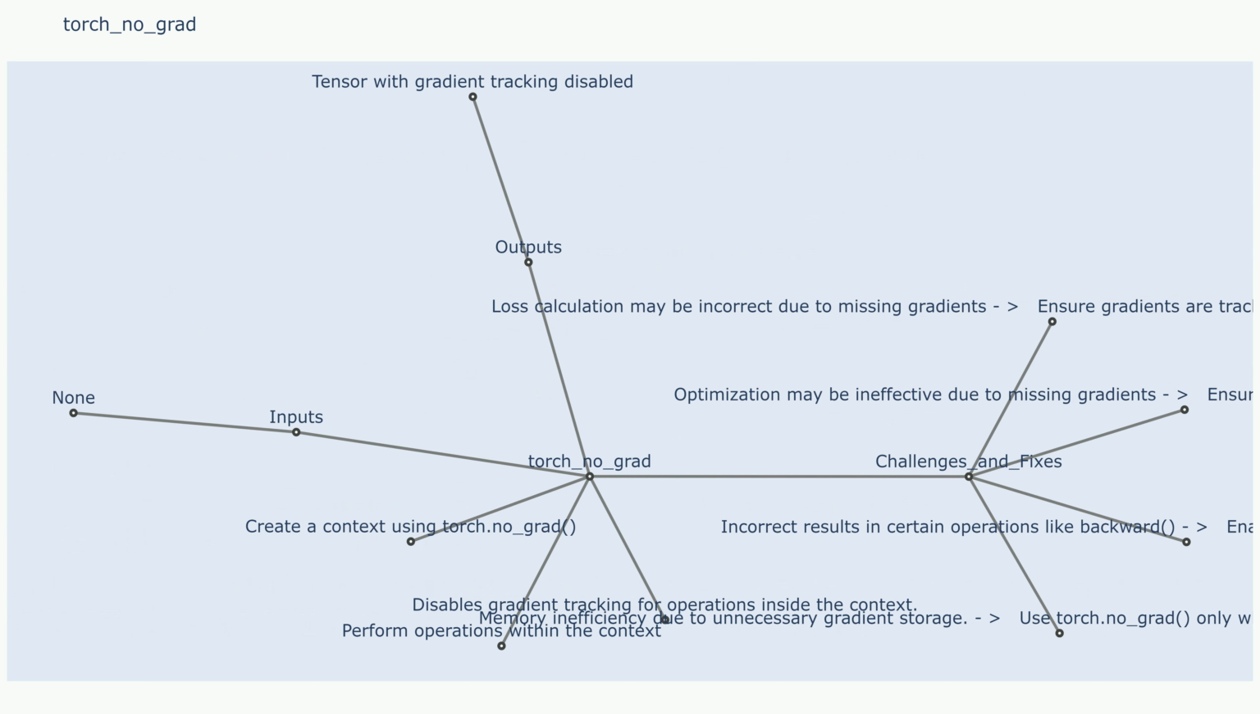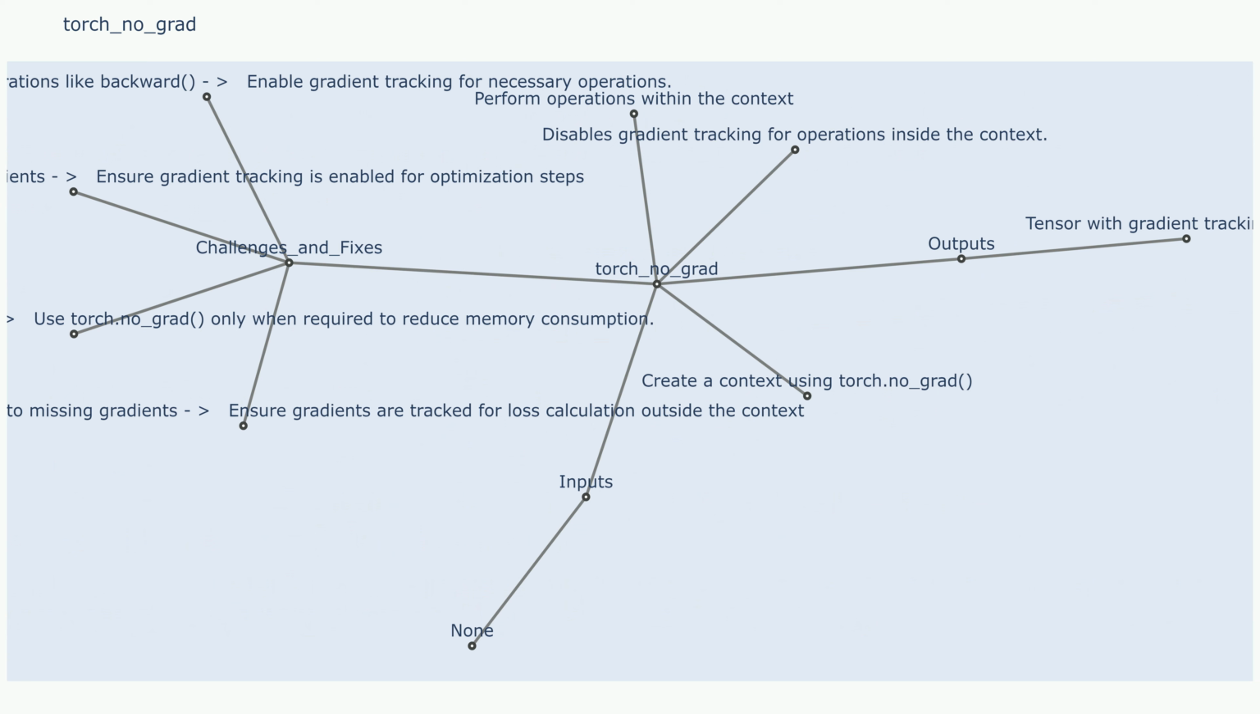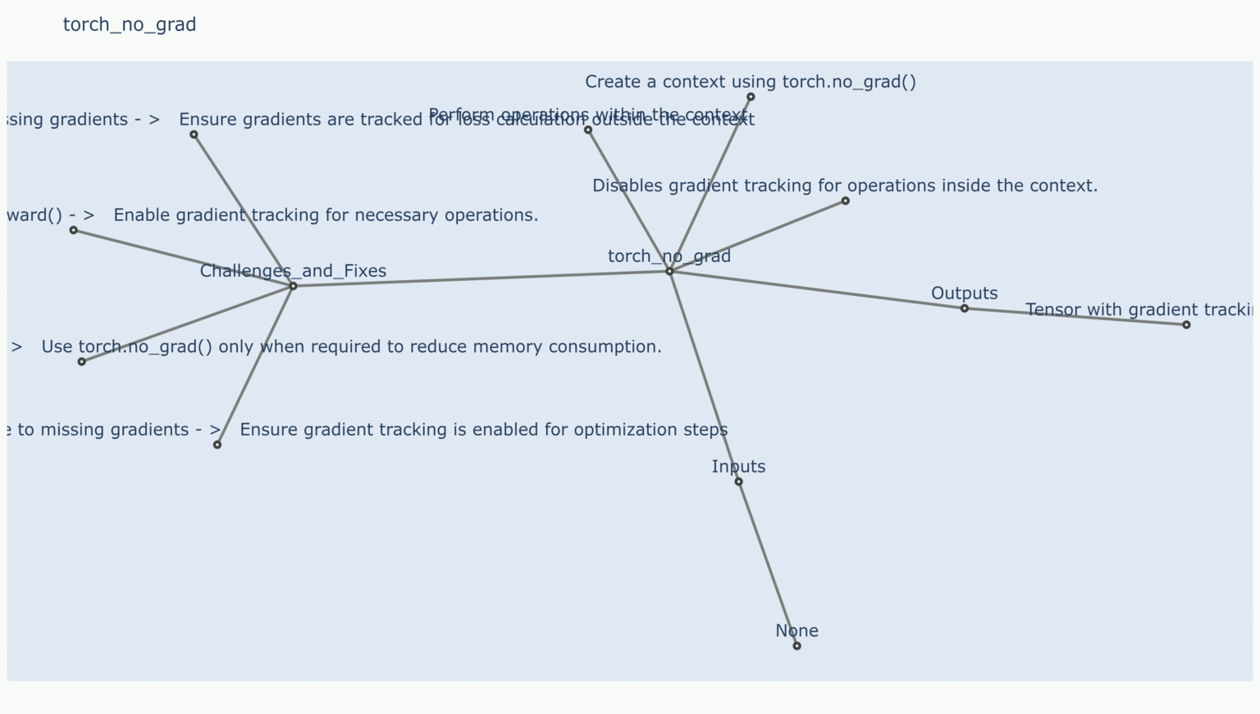Outputs. Output 1. Explain in detail. The primary output of using Torch No Grad is a block of code where gradient tracking is temporarily turned off. Output 2. Explain in detail. The Torch No Grad context manager returns a context manager object which manages the disabling of gradient calculation within the specified code block.